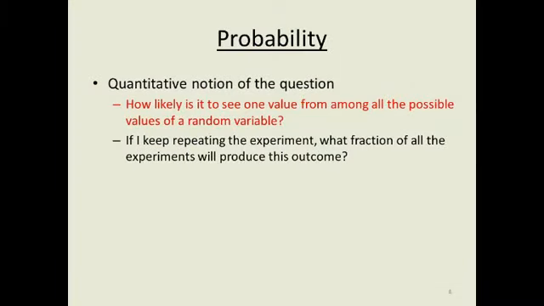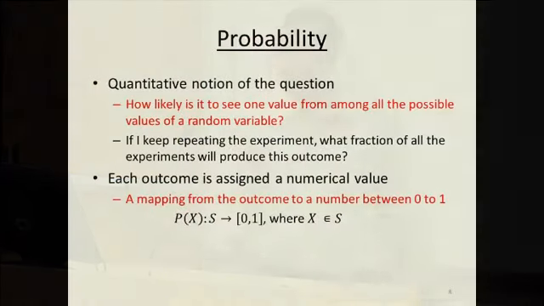Any other questions? Okay. So probability is nothing but a quantitative answer to this question: how likely is it to see one value from among all the possible values of a given random variable? So you can also frame it in a different manner. Now you mentioned that the random variable is an outcome of an experiment. So the question is, if I keep repeating the experiment, then what fraction of all the experiments will have a given outcome?